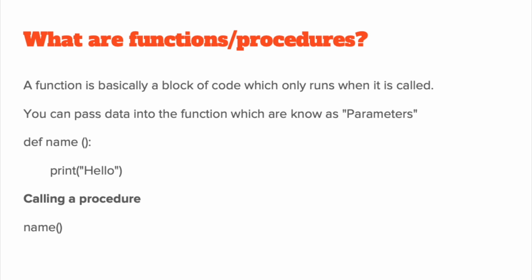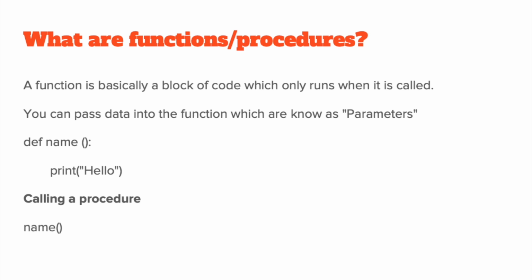Another difference is that procedures are just called, whereas because the function is returning a value back to the main program, it has to be assigned to a variable. Both of these are implemented the same way using a definition statement. In this case, I'm defining the name procedure. It's a procedure because it's not returning anything back to the main program, and this name procedure will just print hello on the screen. Now, how do I call this procedure?